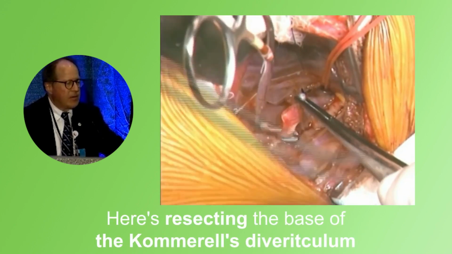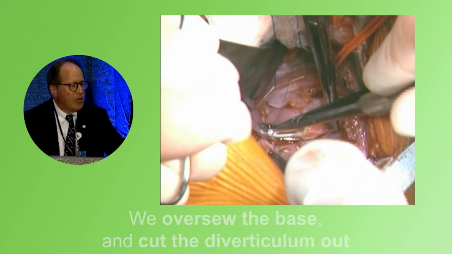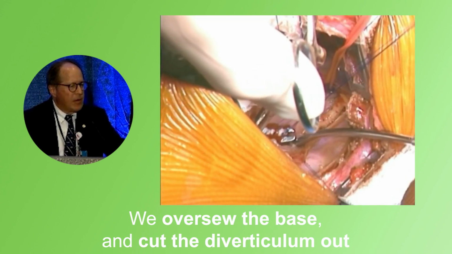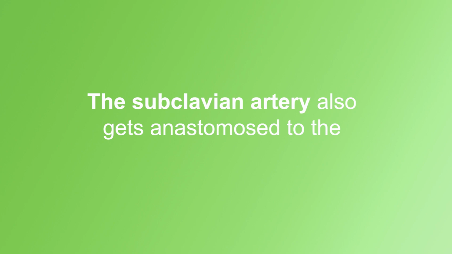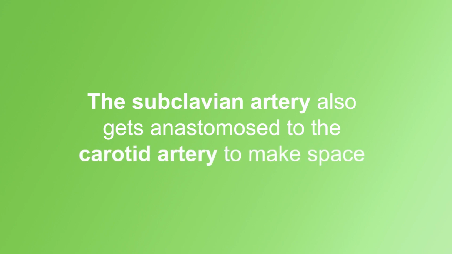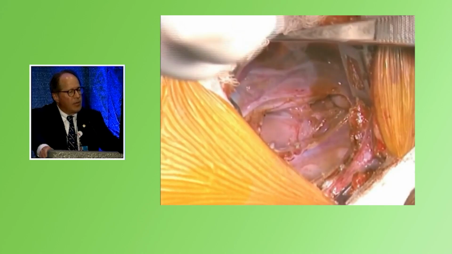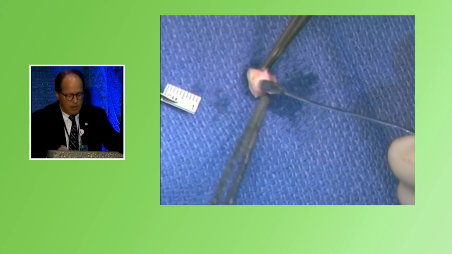Here's resecting the base of the Kommerell diverticulum. We oversew the base, cut the diverticulum out, and now you can see the esophagus pretty clearly. The subclavian artery also gets anastomosed to the carotid artery to make space. Now you can see that area is wide open, no possibility of compression externally.